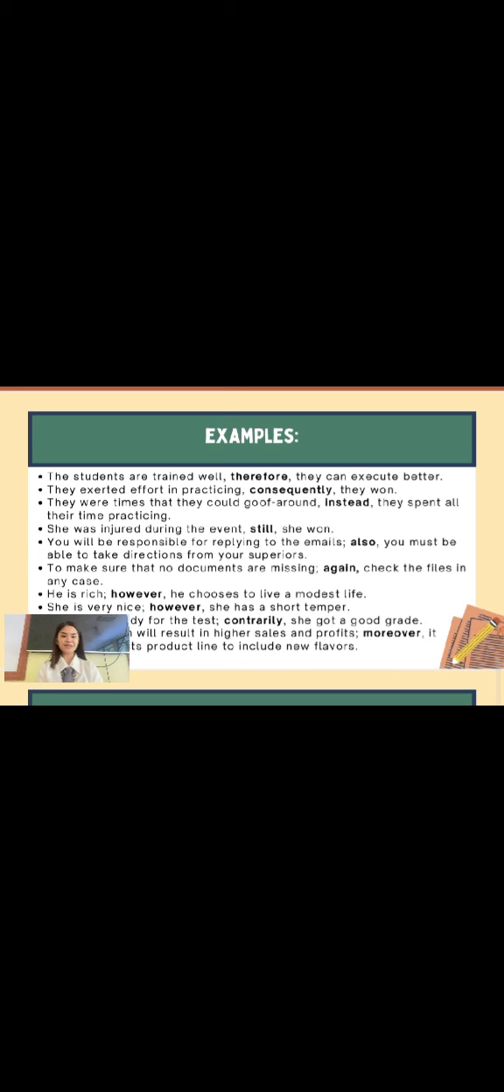The students are trained well, therefore they can execute better. So the conjunctive adverb here is therefore, that indicates result. Another one, they exerted effort in practicing, consequently they won. So the conjunctive adverb here is consequently, indicates result. Another example, he is rich, however, he chooses to live a modest life. So the conjunctive adverb here is however, that indicates connecting contrast ideas.